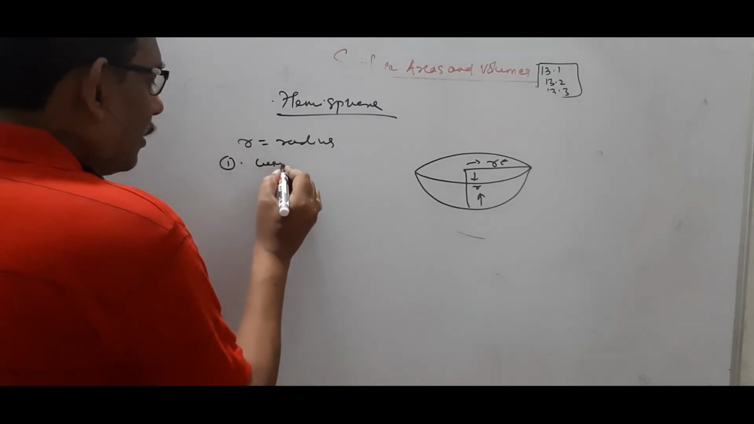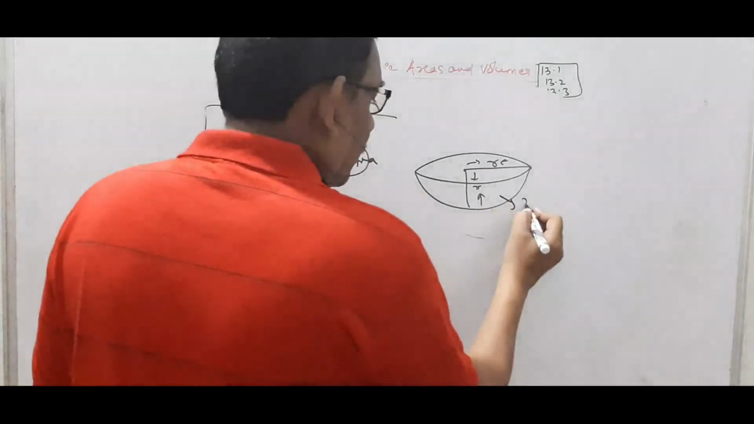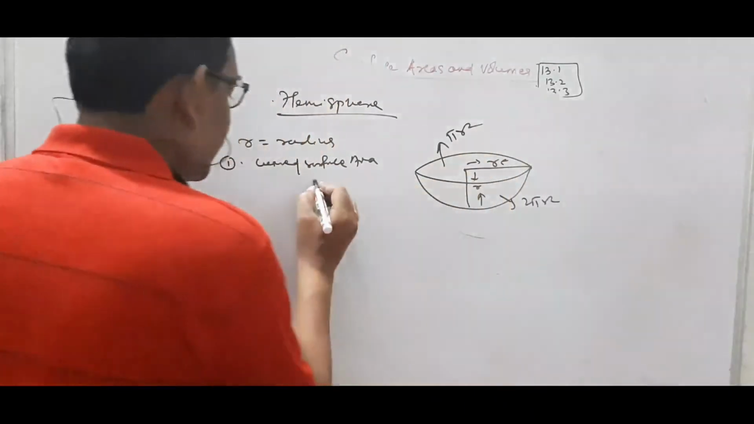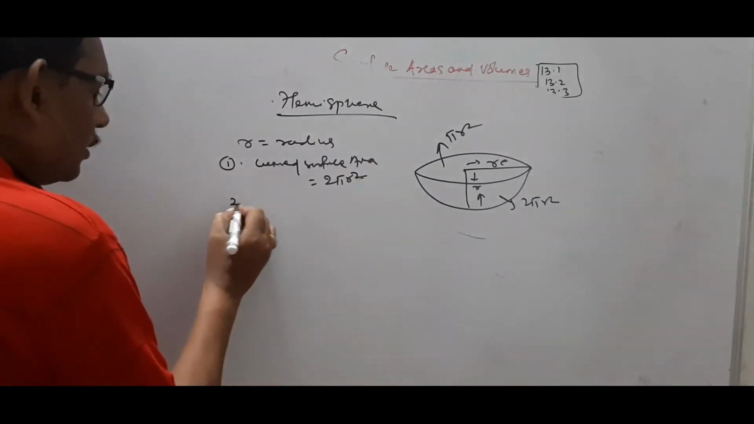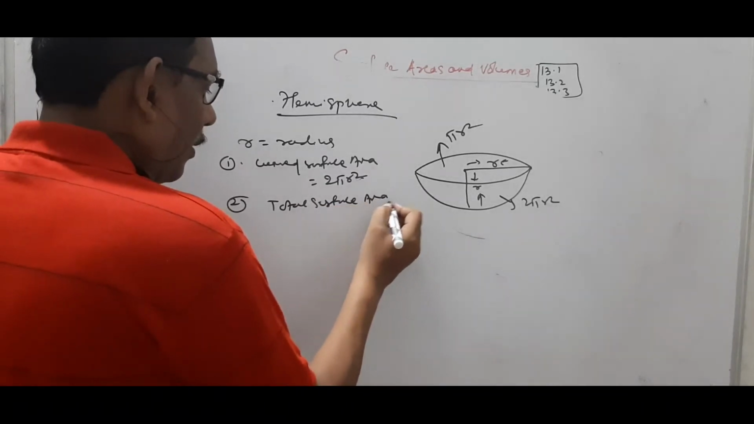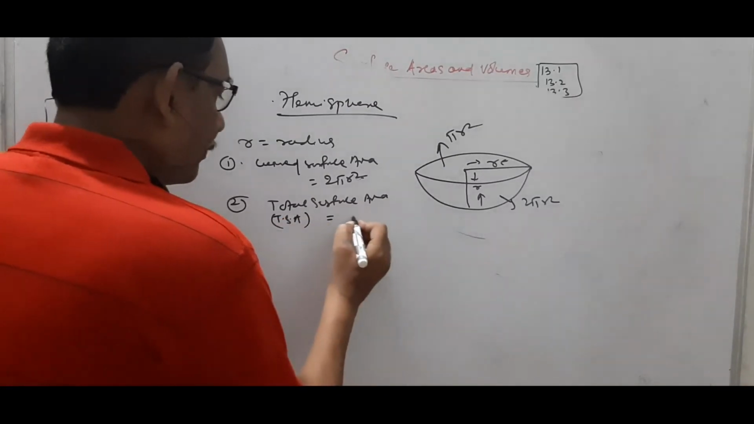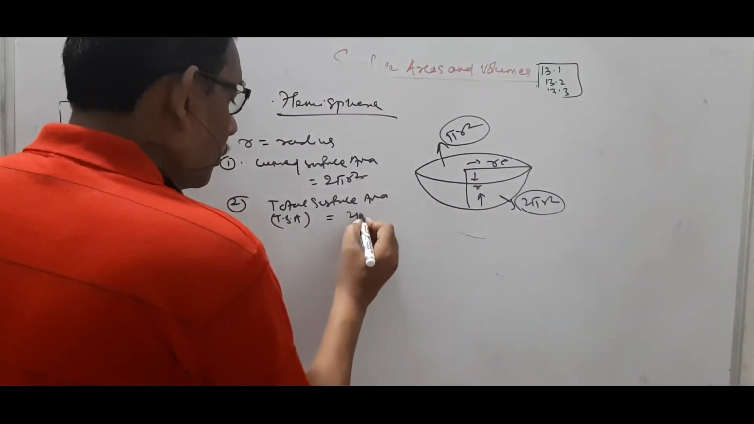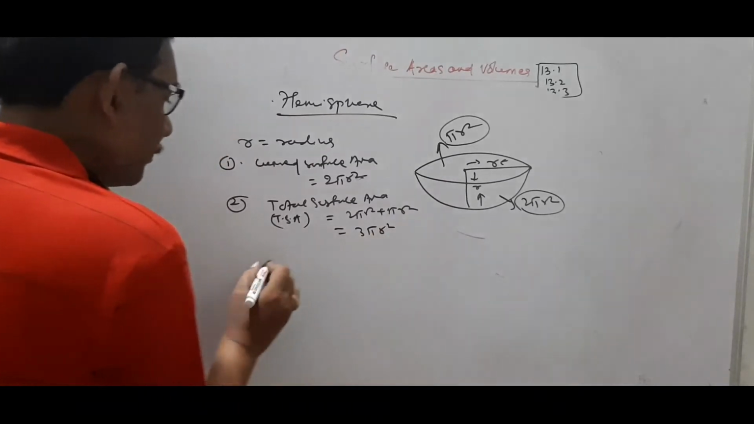Curved surface area is 2 pi r square, and the top surface area is pi r square. Total surface area, short form TSA, is 2 pi r square plus pi r square, that is 3 pi r square.